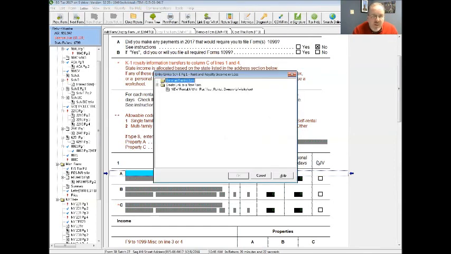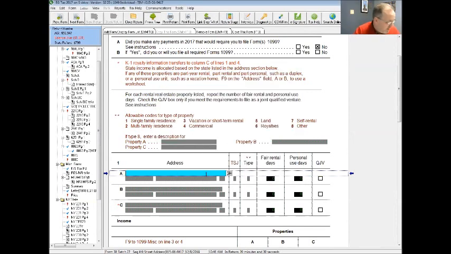So I'm going to hit F9 for my options. Do not, I stress, do not ever use this Rental A worksheet, okay? It is nice in some aspects, but in this case, I never, ever want you to use it, okay? So we're going to type in our address. So again, Rental A worksheet.